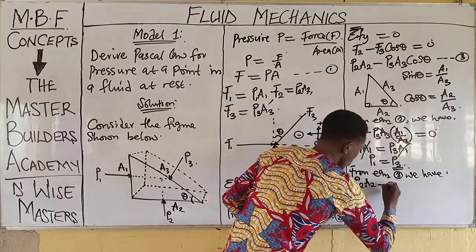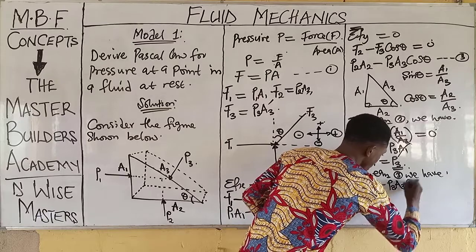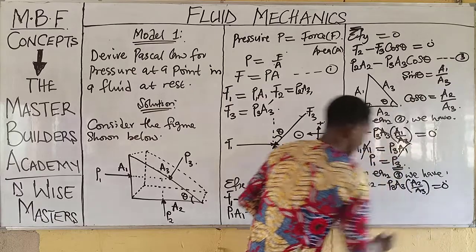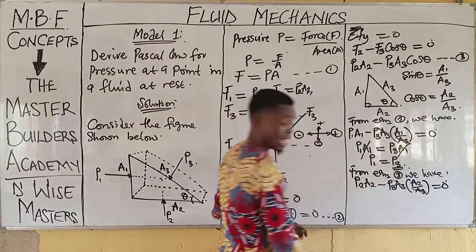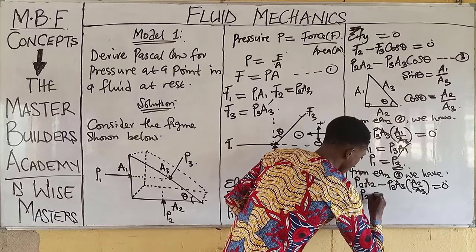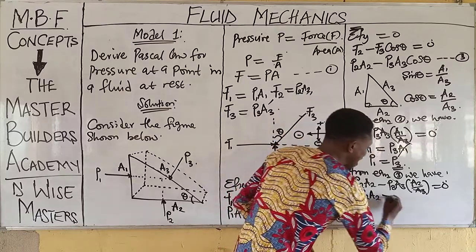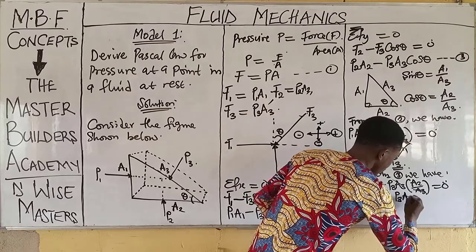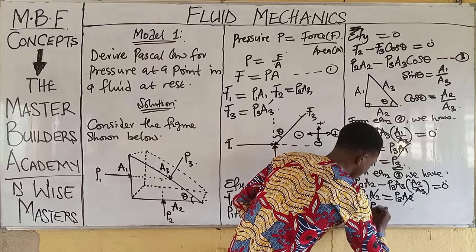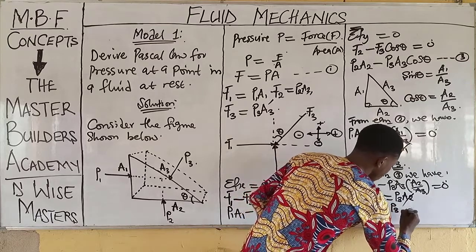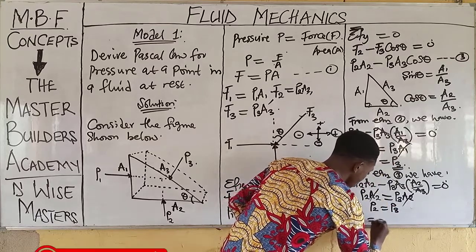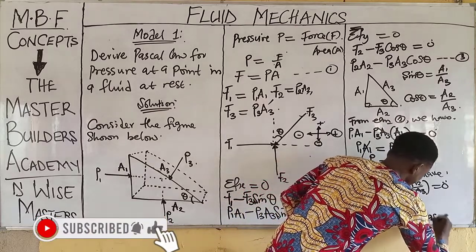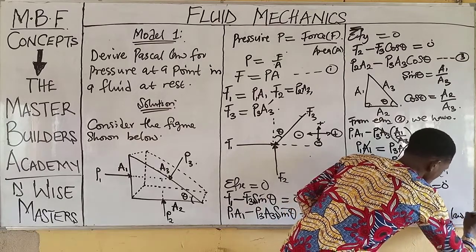P2, A2 minus P3, A3 cos theta, where cos theta is A2 over A3, equal to 0. So from this end, A3 cancels A3. Then we have P2, A2. Now, when we collect like terms, we're going to have P3, A2. This guy takes care of this guy, therefore we have P2 is equal to P3. Therefore, P1 is equal to P2 is equal to P3, which verifies Pascal's law of pressure.